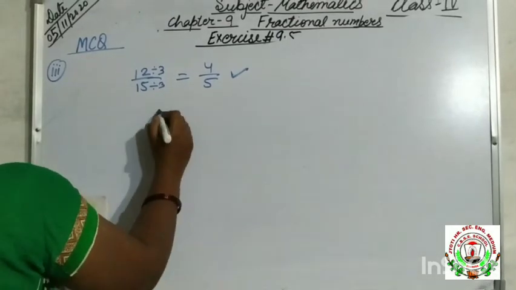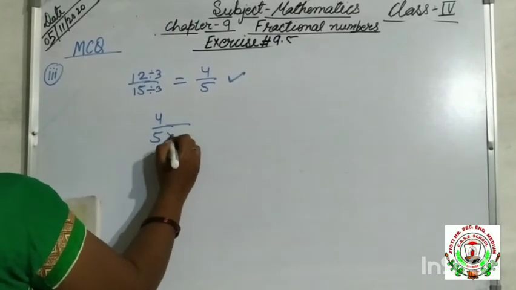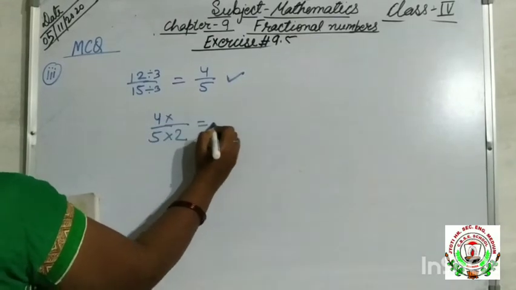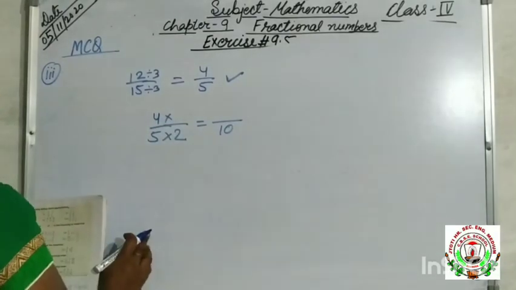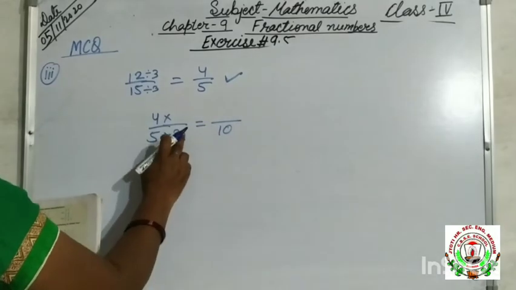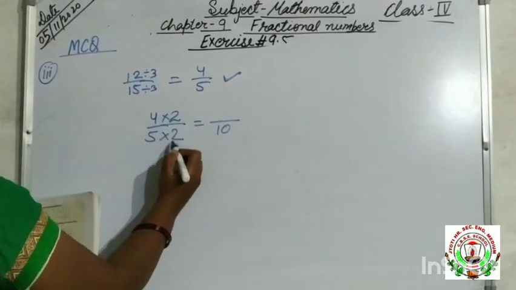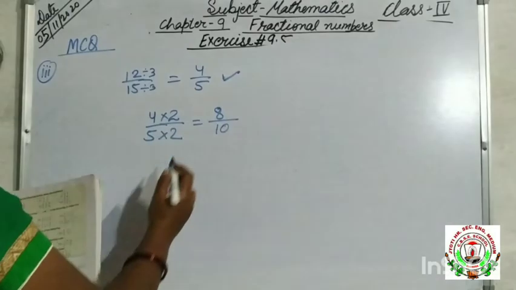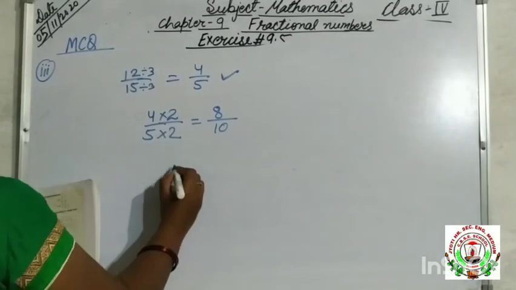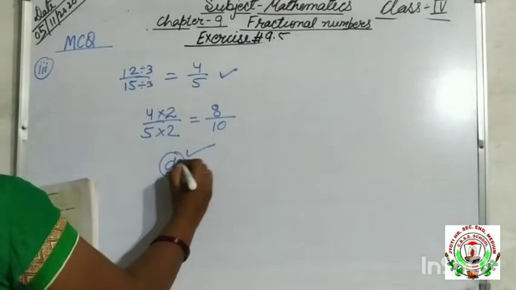So when we multiply this number by 2, then we will get the denominator 10. 5 twos are 10. So the same number you will multiply in the numerator also. So 4 twos are 8. So your correct answer is 8 by 10. That is your option number B.